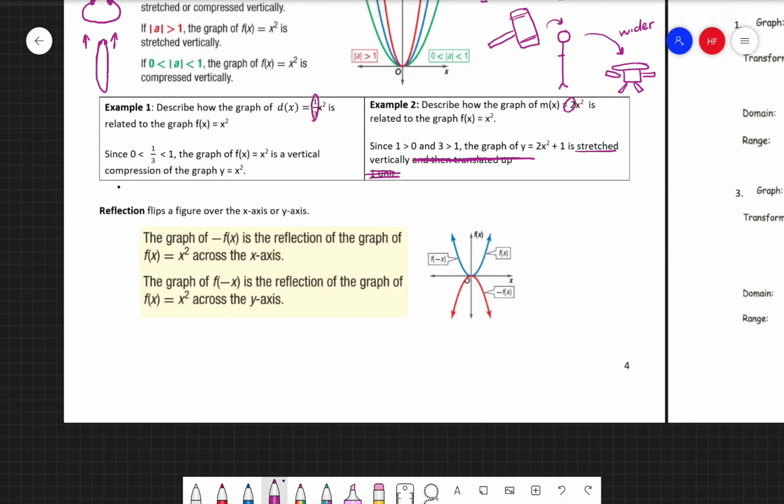And then we have our good old reflections. So that flips a figure over the x-axis or the y-axis. So the graph of negative f of x is a reflection of the graph of x squared. So if we're taking that original function and we put a negative in the front of it, then it is going to flip across the x-axis. And if we take that original function and put the negative inside the x, then we are going to flip across the y-axis.